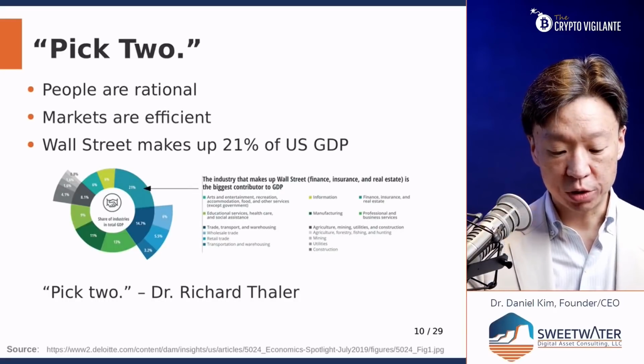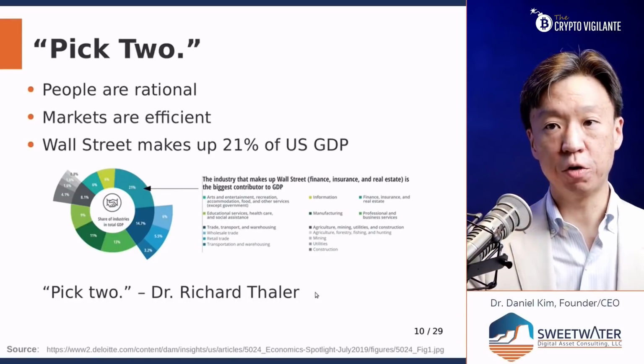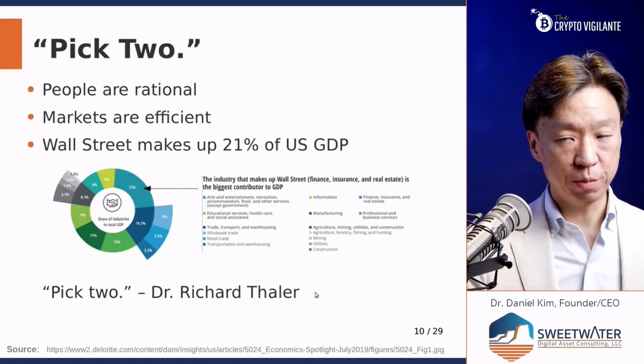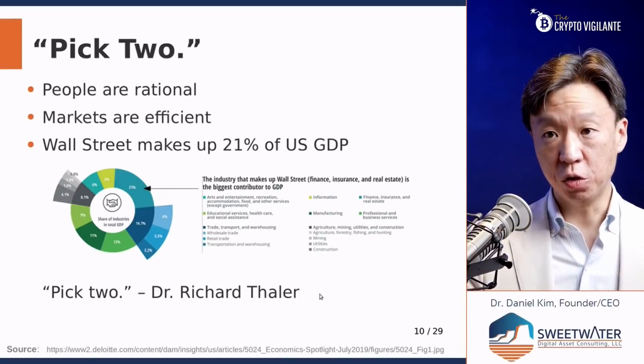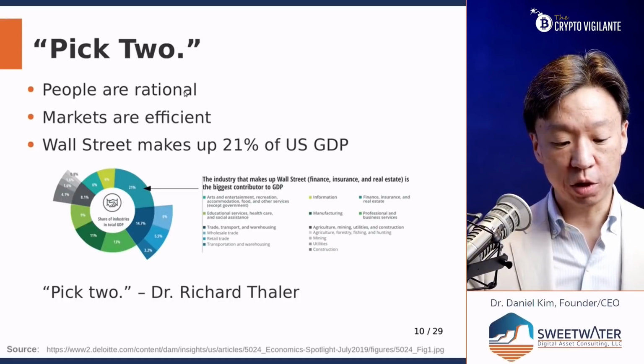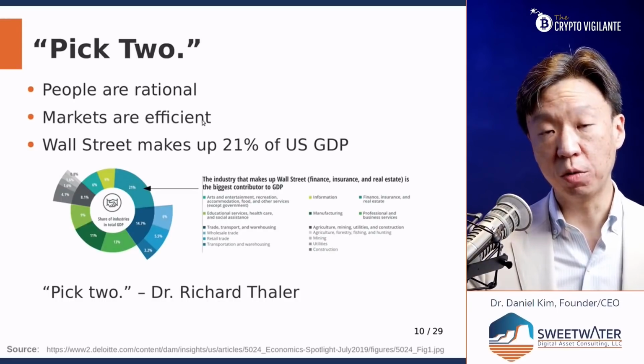So in the words of Dr. Richard Thaler, also a University of Chicago professor who is one of the founders of behavioral economics and also a Nobel Prize winner, he says pick two. So one of these assumptions has to be false, that people are rational or markets are efficient, or maybe both.